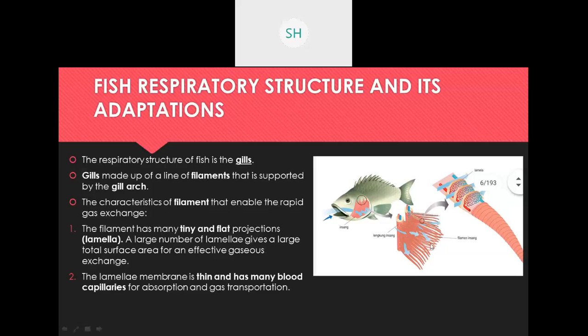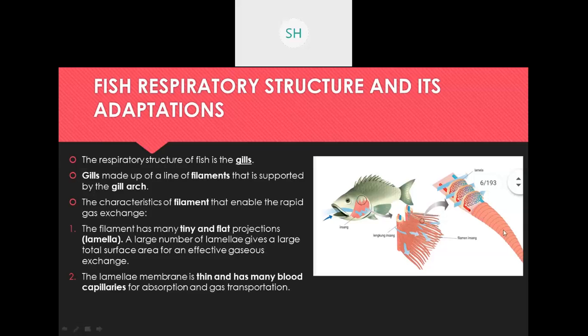Basically, the gas exchange occurs at the gill filaments. The characteristic of the filament is that it has a thin wall. The wall of the filament is very thin and moist, and the filament has many tiny and flat projections we call lamellae.